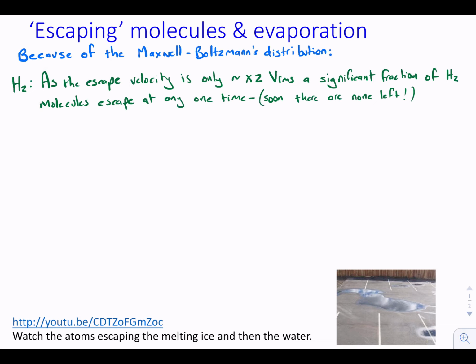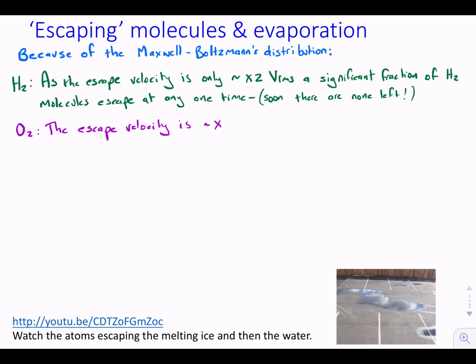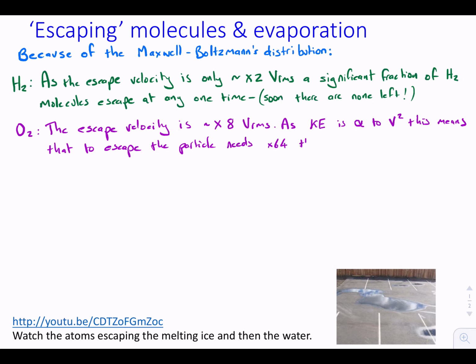How about the oxygen? The escape velocity is 8 times the root mean squared velocity for oxygen. As the kinetic energy is proportional to v squared, this means that in order to escape, the particles need to have at least 64 times the mean kinetic energy. It turns out from the Maxwell-Boltzmann distribution of particle speeds that only a tiny fraction of the oxygen molecules will have enough energy to escape, so most of them hang around here on Earth.